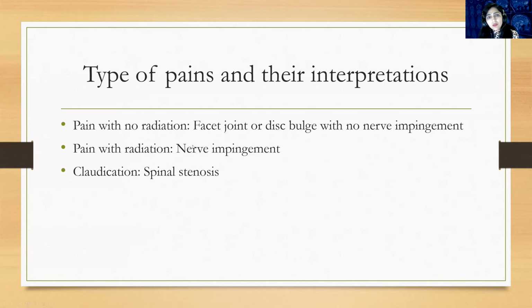Patients having pain at the back with no radiation in the leg, most likely this pain is because of facet joints or disc bulge with no nerve impingement. There is a disc bulge, but there is no nerve impingement, if the disc is only impinging on the thecal sac, or the facet joints are blocked. Pain with radiation means your nerve is impinged. And if there is claudication, that means there is spinal stenosis.